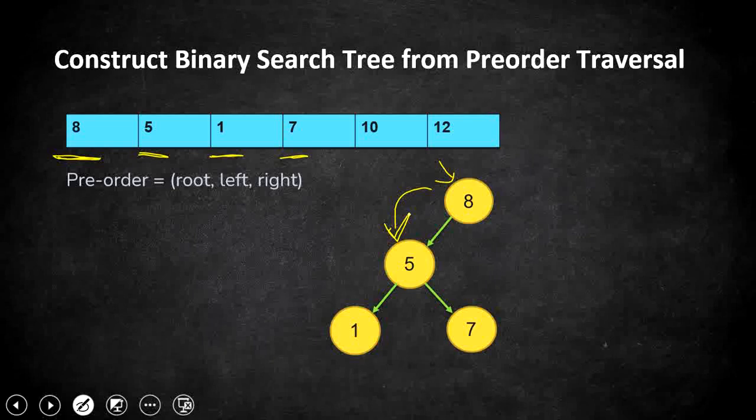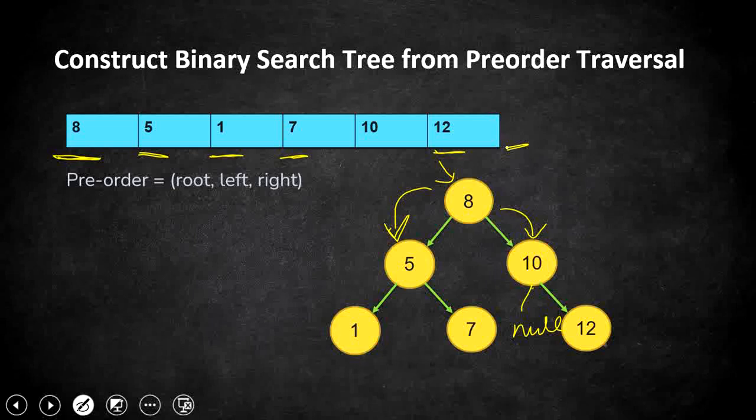Similarly, the next node is 10. 10 goes to the right side of the binary tree since it is greater than 8. Again, the next node is 12. 12 is greater than 10, so it should go to the right side of 10. The left node will be null because we don't have any other elements left in our array. So 12 goes to the right child of 10. This is how we construct our binary tree.